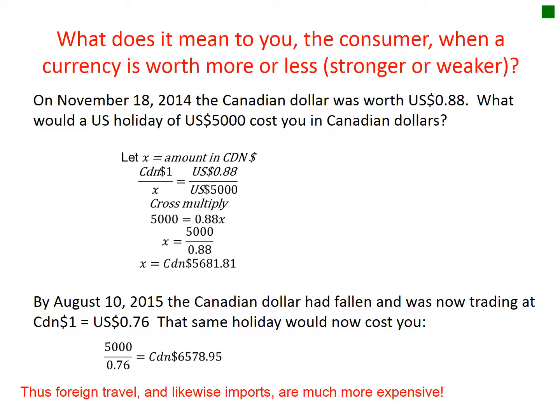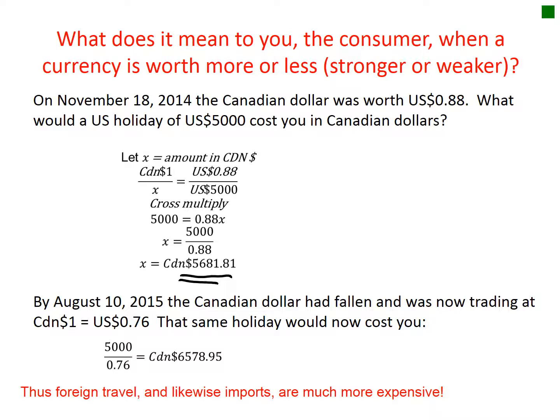First of all, we have 1 Canadian dollar equals 88 cents US. So you see that on the two numerators. Then we're trying to find out X, which is the amount in Canadian dollars the holiday will cost you, relative to the US cost of $5,000. So then you cross multiply and isolate X, and you find that in 2014 it would have cost just under $5,700. But as we know, the Canadian dollar has been falling vis-a-vis the American dollar.